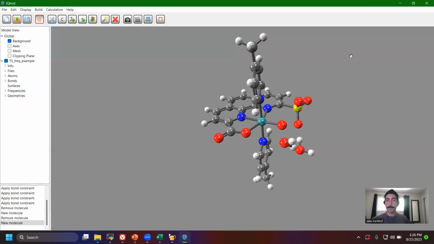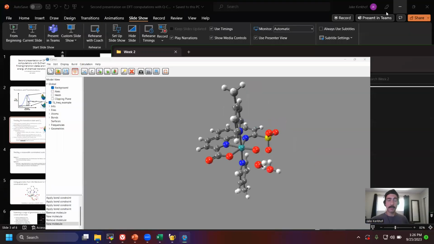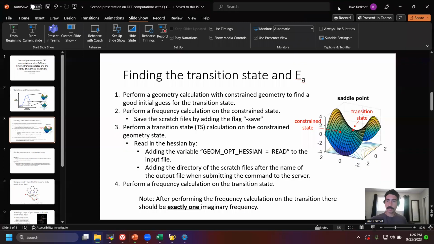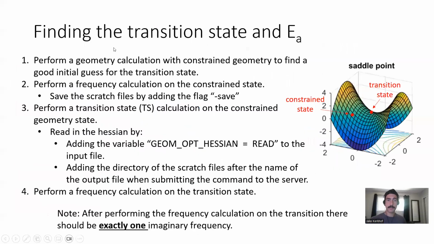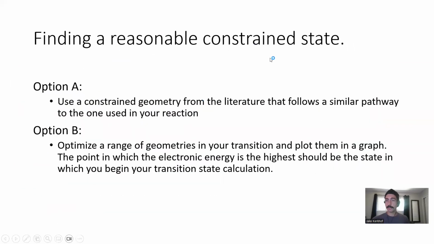So in order to start this process, you'll need a constrained geometry. And there's two ways to optimize a constrained geometry. The first option, probably the easier way, is to look in the literature for a reaction that's very similar to yours and use the geometry that they used for your constrained state optimization.